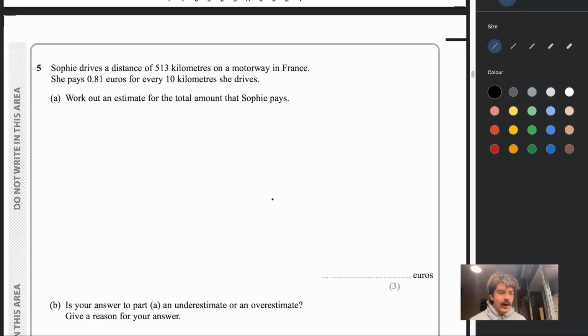Sophie drives a distance of 513 kilometers on a motorway in France. She pays 0.81 euros for every 10 kilometers she drives. Work out an estimate for the total amount that Sophie pays. Cool, so an estimation question. You're usually allowed quite a lot of leeway with how much you move numbers here. So in this case, I would round our value down here to 500 kilometers, and I would up the value to €1 per 10 kilometers. And then here, right, we can now very quickly see that we're going to cover 50 times 10 kilometers, which means that it's going to be about €50.